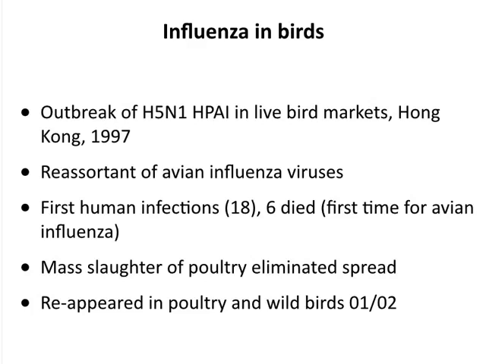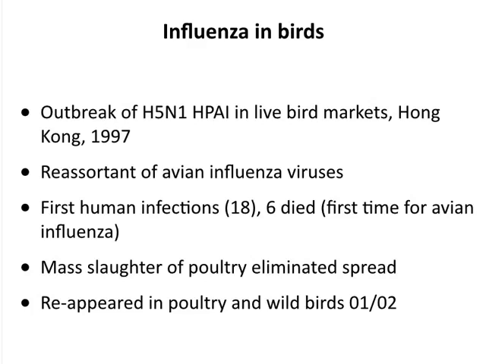So that will be a theme throughout this session today. Reassortment generates new influenza viruses. And here in 1997, during this outbreak in the live bird markets, these were the first recognized human infections. There were 18 human infections with this virus, H5N1, and 6 deaths. So this was the first time that we saw an avian influenza virus infecting people.